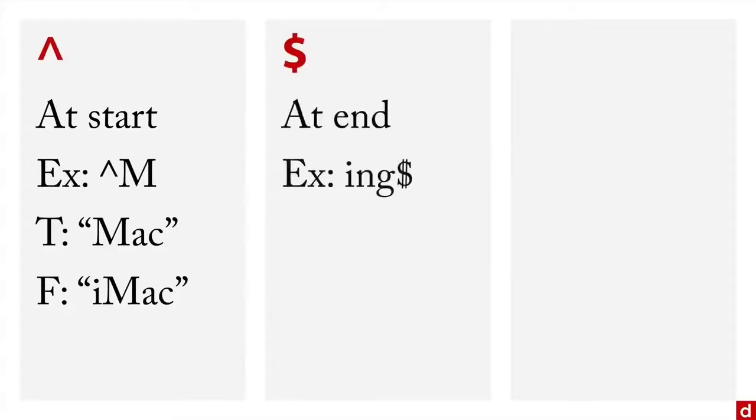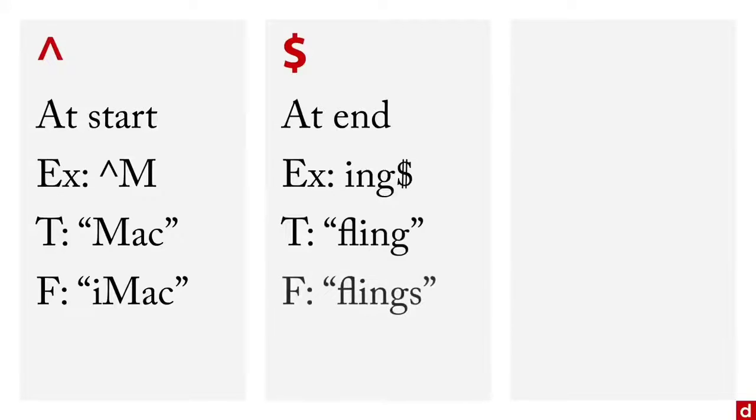So that'll be false. It won't find that. The $ sign means you're looking for something that is at the end of the string. So for example, ing and then $ sign, that'll find the word fling because it ends with ing, but it won't find the word flings because it actually ends with an S. And then the dot, the period, simply means we're looking for one letter, and it can be anything.